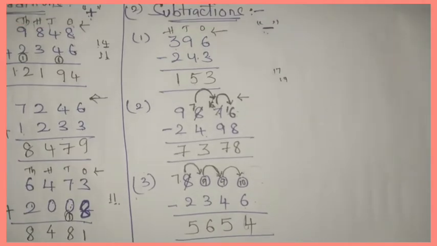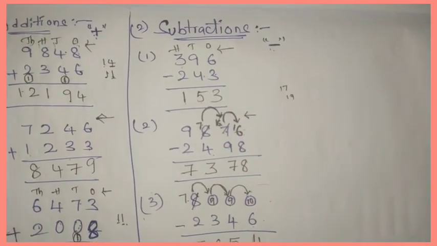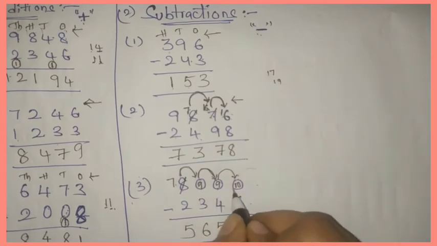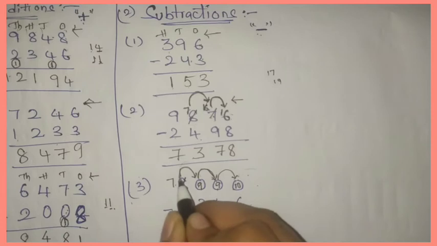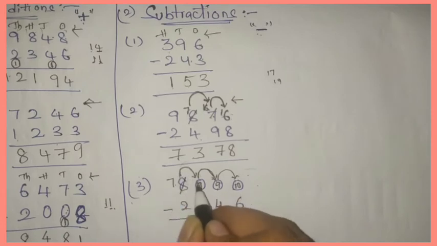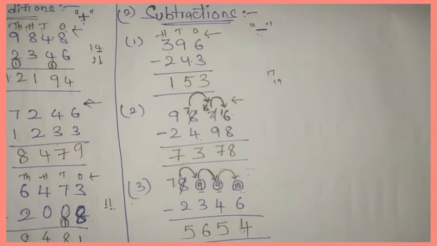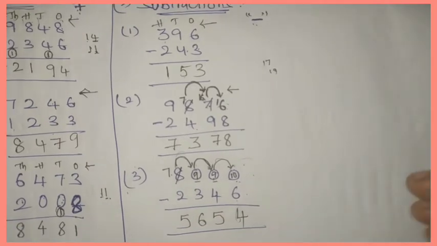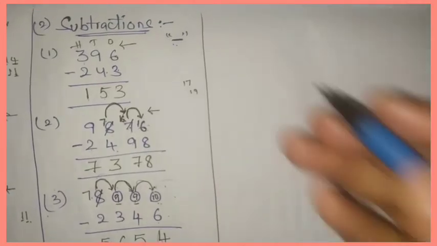5654. This is subtraction. If zeros are there, then you have to take borrow from here. When you are taking borrow, here you will get 9, here also 9, here it will be 10. This is subtraction. Now let us learn about multiplication.